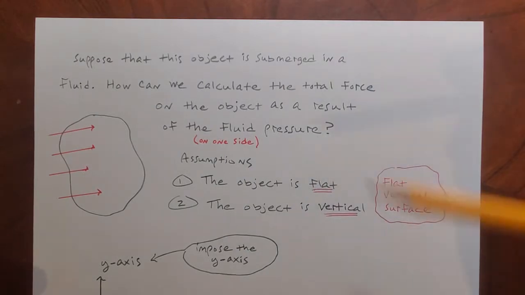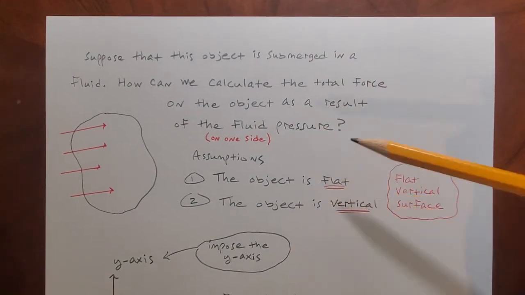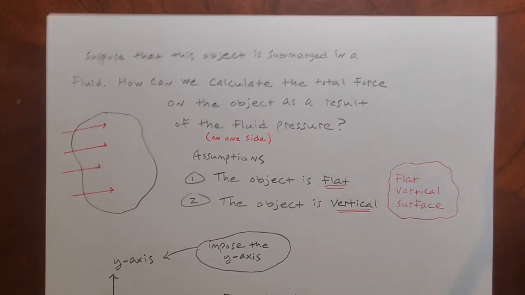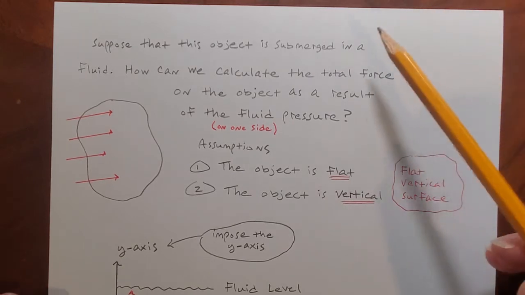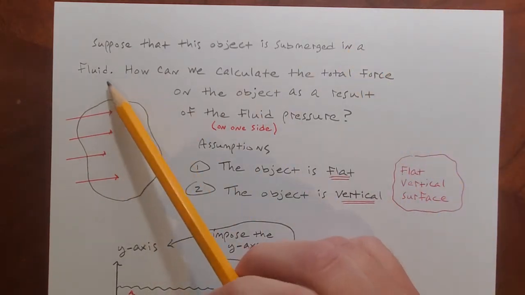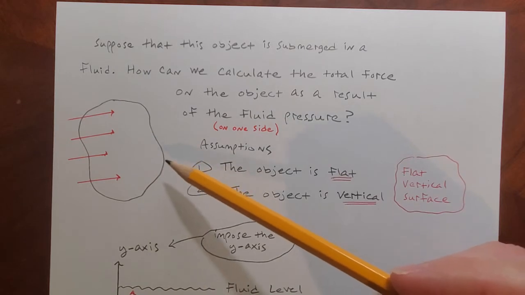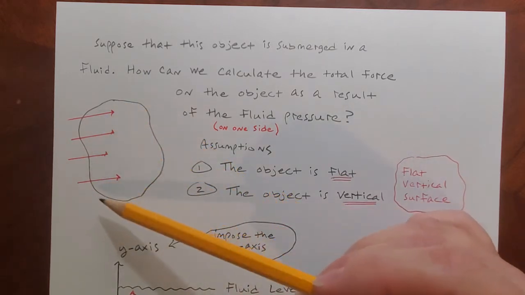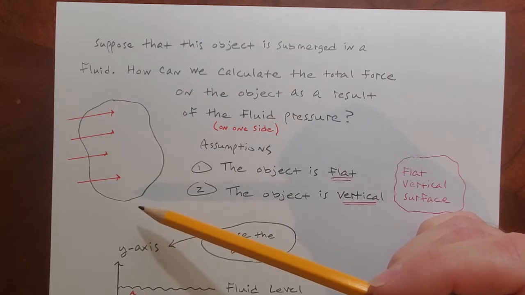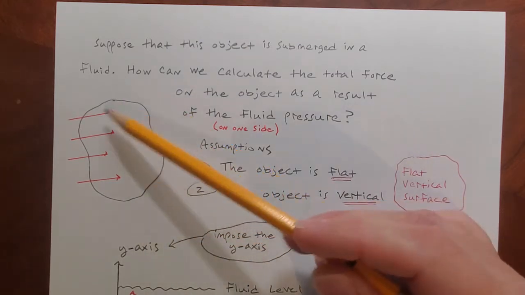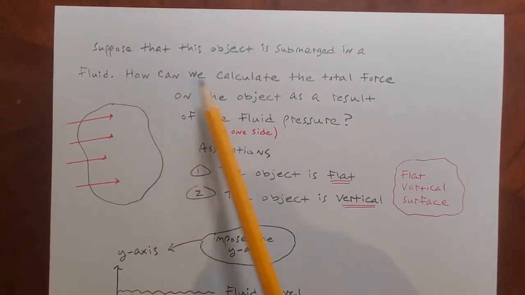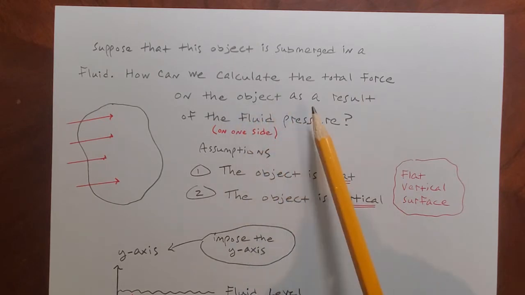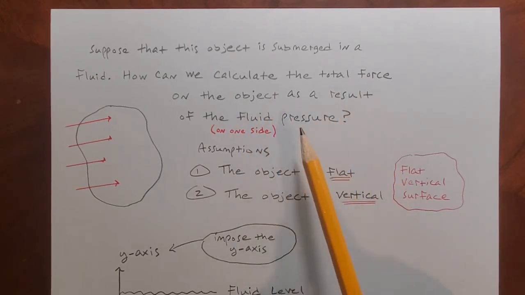Okay, so I have to provide you with some parameters, like conditions that must be met for what I'm about to say to be applicable. Suppose that we have an object submerged in fluid, and that could be something that is actually inside of a tank, or it could be the wall of a tank that's enclosing the fluid. Either one of those is experiencing pressure because of the fluid, okay? And our goal will be to calculate the total force on the object as a result of fluid pressure, okay?